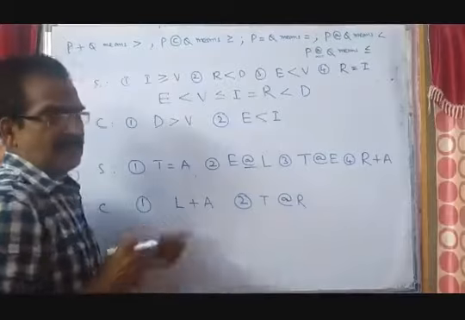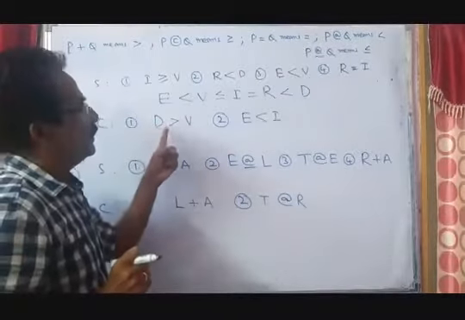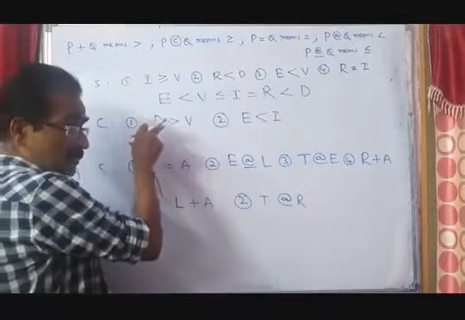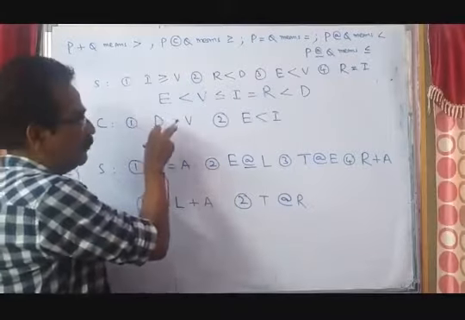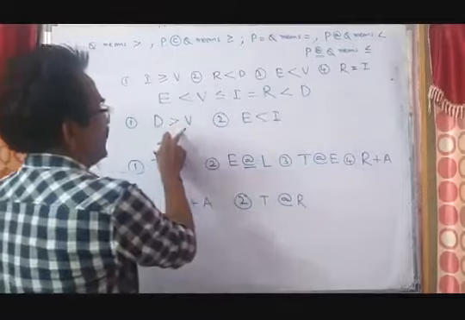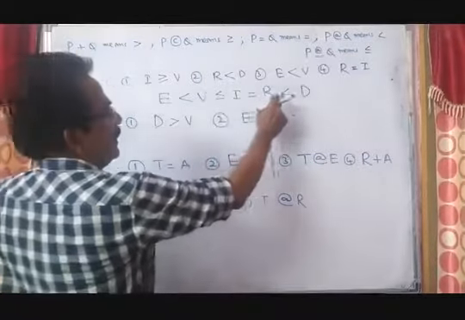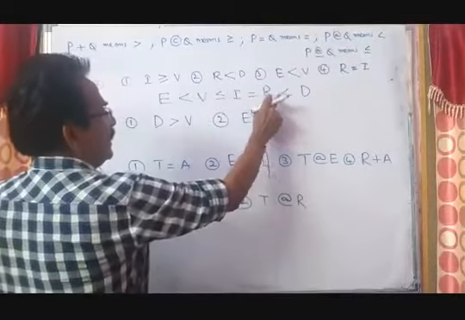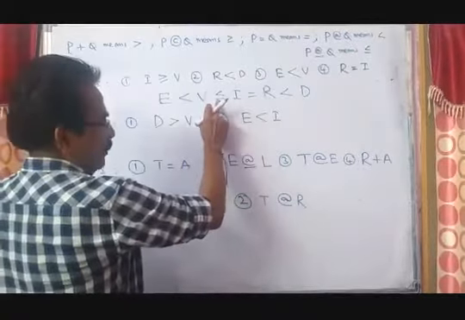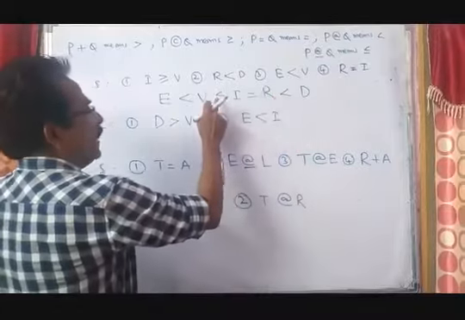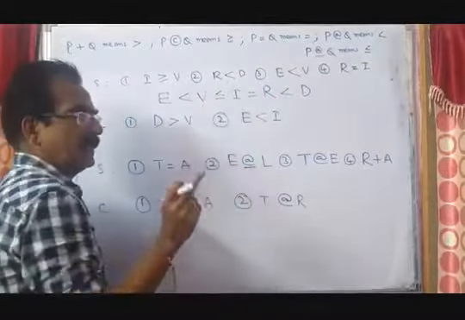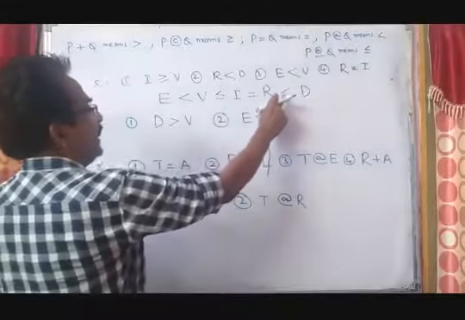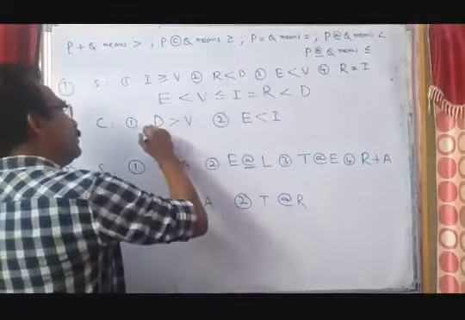Now let us verify whether these conclusions follow. D greater than V. D is greater than or equal to V, so when greater than and greater than or equal to are both there, greater than follows. So D greater than V is true.